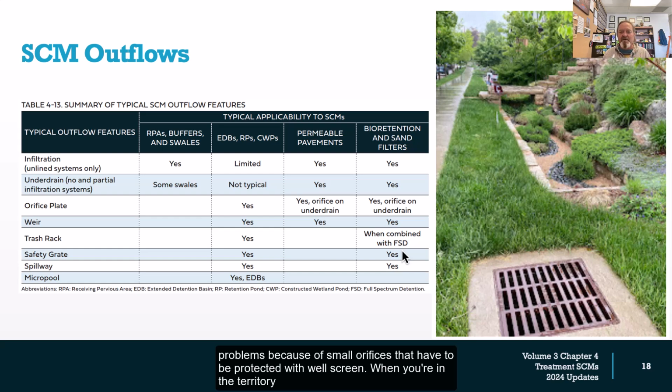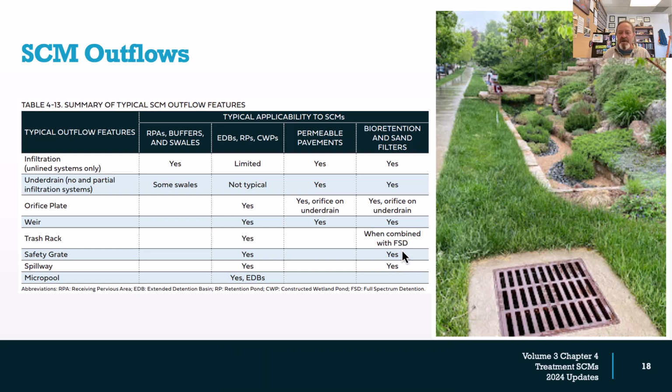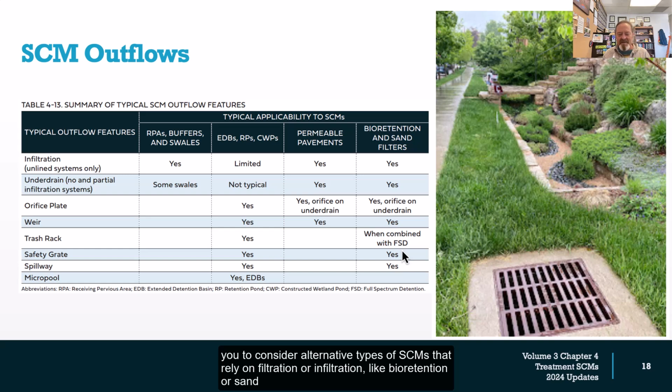When you're in the territory of having orifices with small diameters that need to be protected by well screen, I would strongly encourage you to consider alternative types of SCMs that rely on filtration or infiltration, like bioretention or sand filters. Even if you protect small orifices with well screen, the well screen will become a long-term maintenance issue and has high potential for clogging.